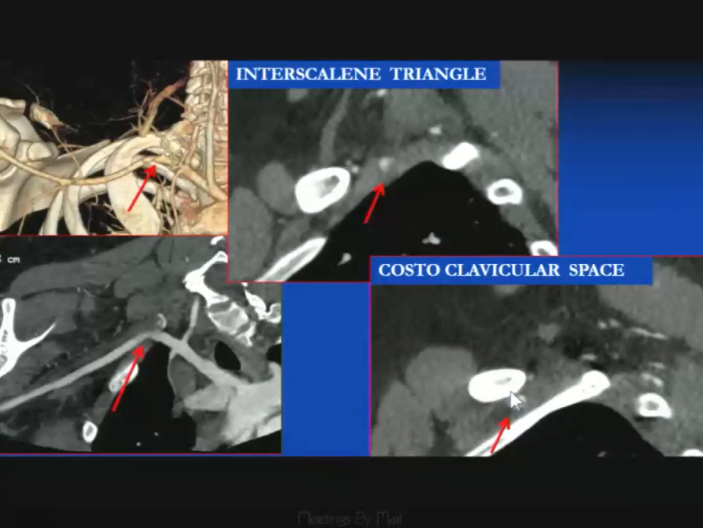Then in the costoclavicular space, and this may well have been with the arm elevated, is really showing no compression of the subclavian artery. So is there some degree of compression of the artery at this point? Yes, it's mild. If that fits in with the clinical suspicion that maybe there is some brachial plexus compression, then surgery might be a possibility.